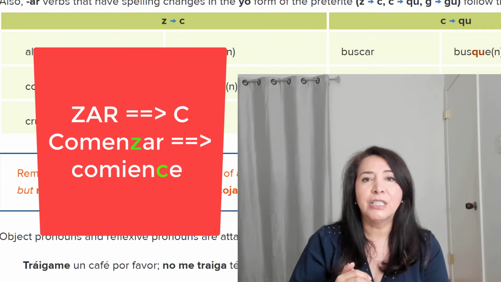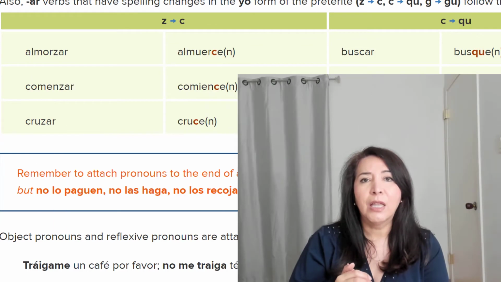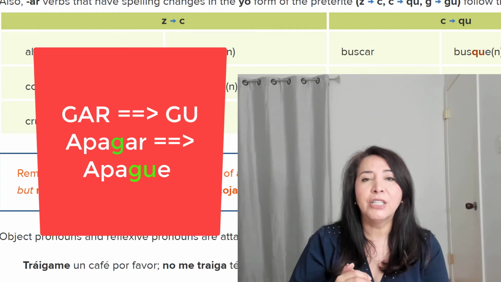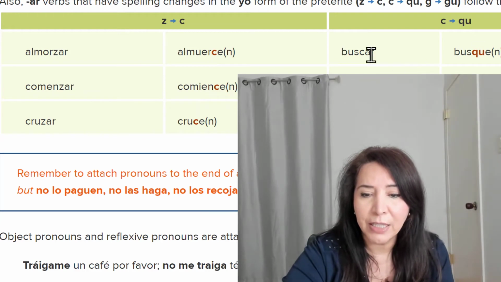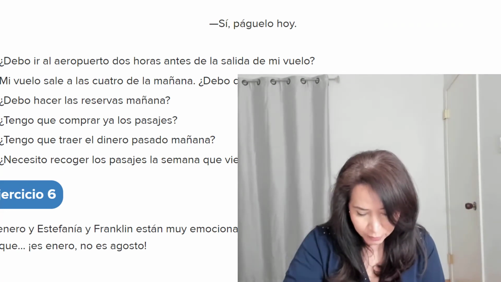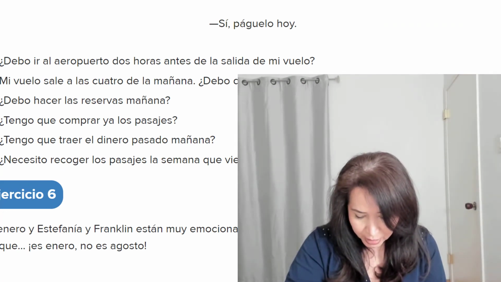The Z is going to change to C. The C is going to change to QU. And the G is going to change to GU, okay? To preserve the original sound of the verb. Okay, so that's that for polite commands.